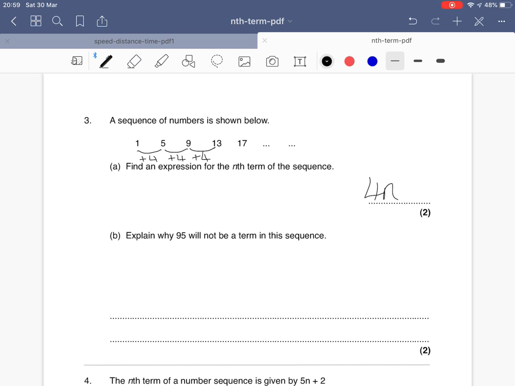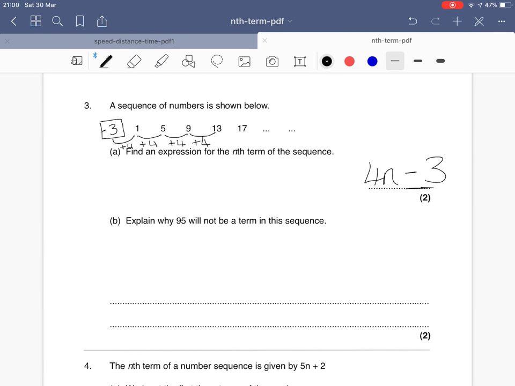To find out where you need to add or subtract next, we can find the zeroth term. So something, add 4, gives us 1. So all you need to do is do 1, take away 4, which is minus 3. So it's going to be 4n minus 3.